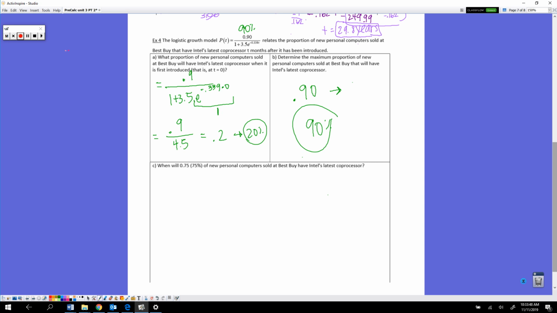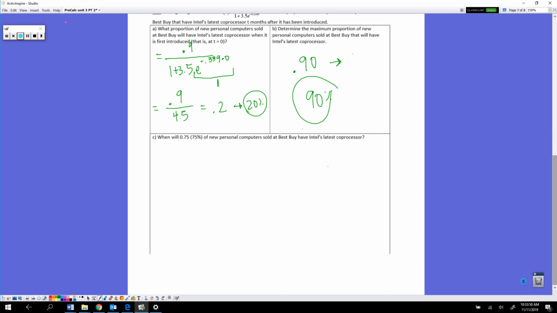And then our last problem, similar to the eagle problem we did, we're going to be plugging in something for that P. So it says when will 0.75 or 75% of new personal computers sold at Best Buy have Intel's latest coprocessor? The 0.75 is going to be our P. So 0.75 equals 0.9 divided by 1 plus 3.5 e to the negative 0.339t. So again, we're solving for t. Really what we can do here is I can just take this 0.75 and switch it with the whole entire bottom.